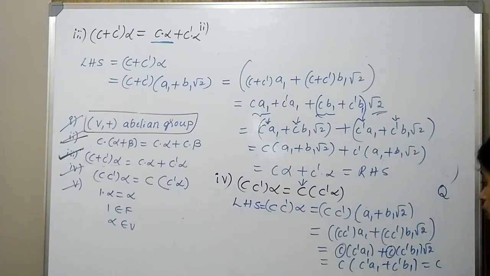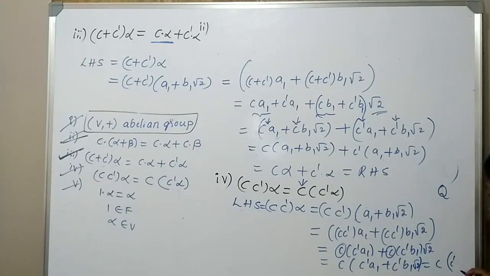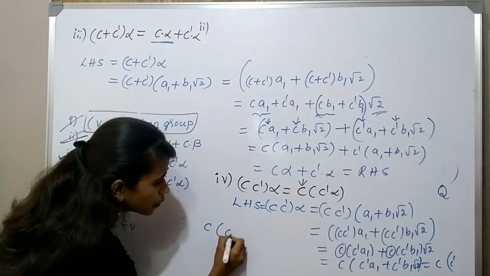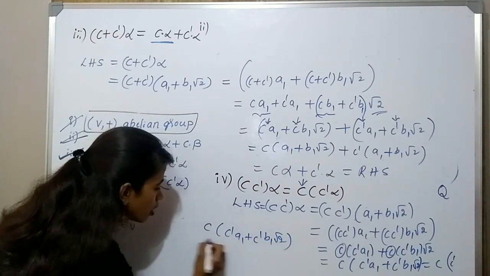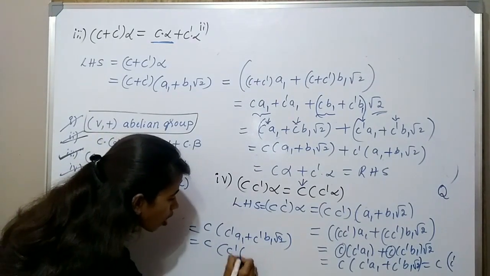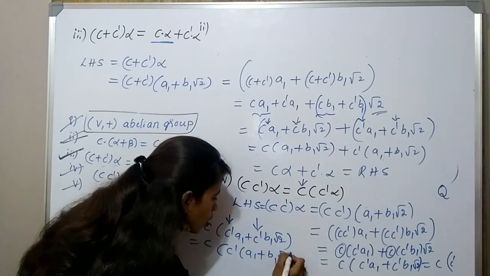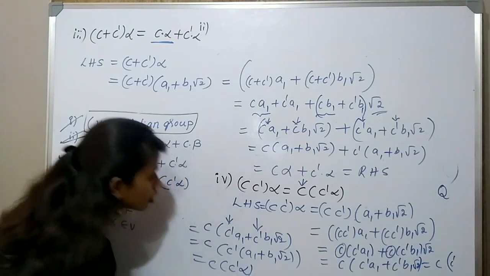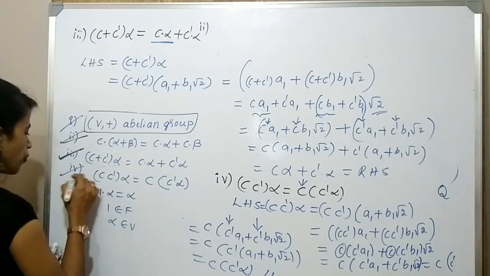So here c into c dash is also common. We remain with, here b1 root 2 is there. We remain with c into c dash a1 plus c dash b1 root 2. So here c dash is common: a1, here is c dash, here is c dash. So a1 plus b1 root 2. Therefore c into c dash times what is a1 plus b1 root 2? Alpha. So we get c into c dash alpha. Is it okay? So this is the fourth condition.